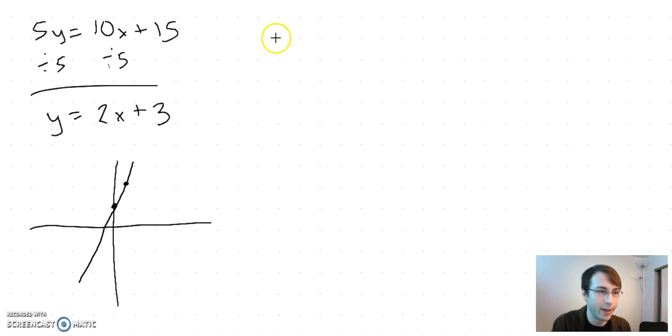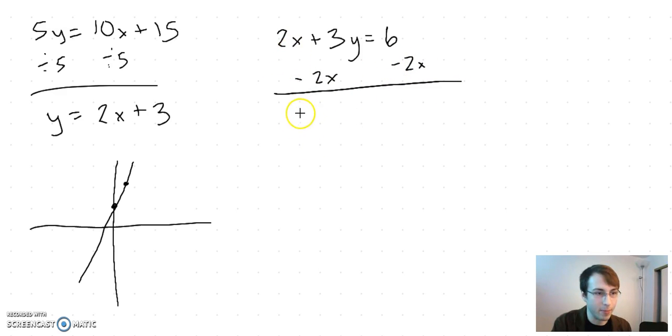What if we have like 2x plus 3y equals 6. So here we have to solve for y. So let's first get y alone. Let's move that 2x to the other side. So minus 2x from both sides. Then these x's cancel out, because that's like 0x. And then we've got 3y equals 6 minus 2x.